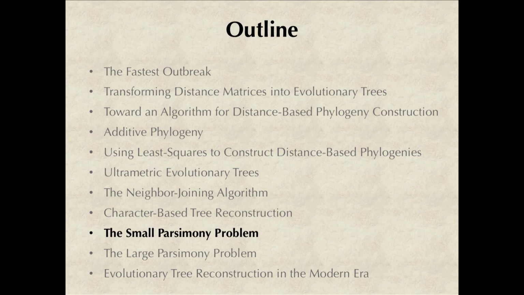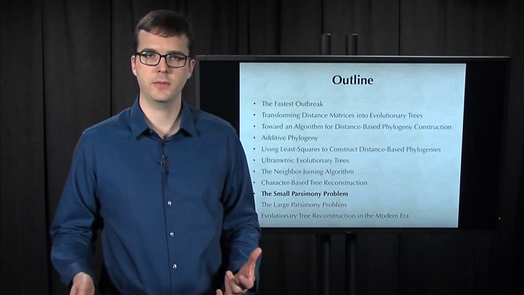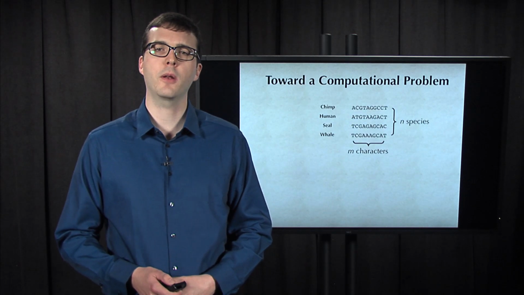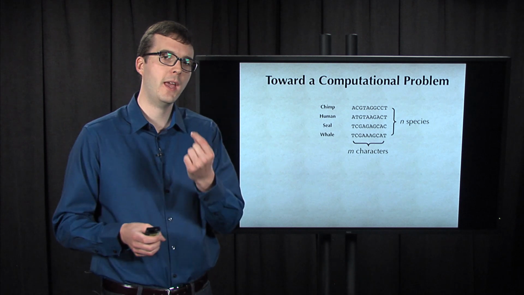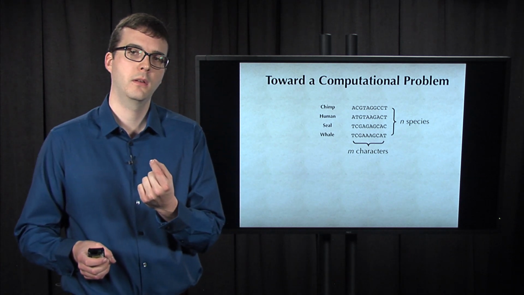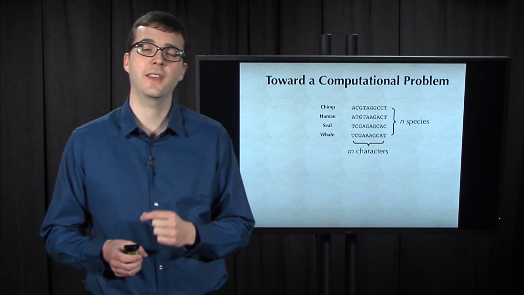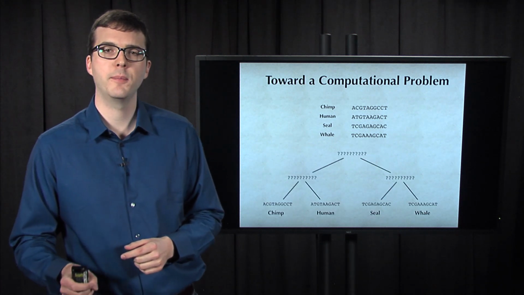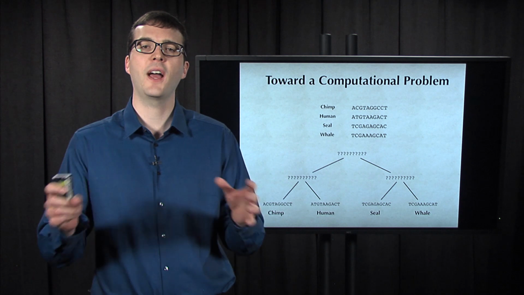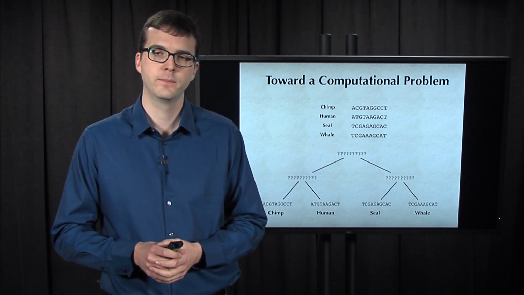So in the previous section, we introduced character tables, and we saw that we can think about a multiple alignment as a character table of its own, for which each of the m columns of this multiple alignment can be viewed as a character. Our goal is to use this multiple alignment to reconstruct the most likely ancestral sequences.